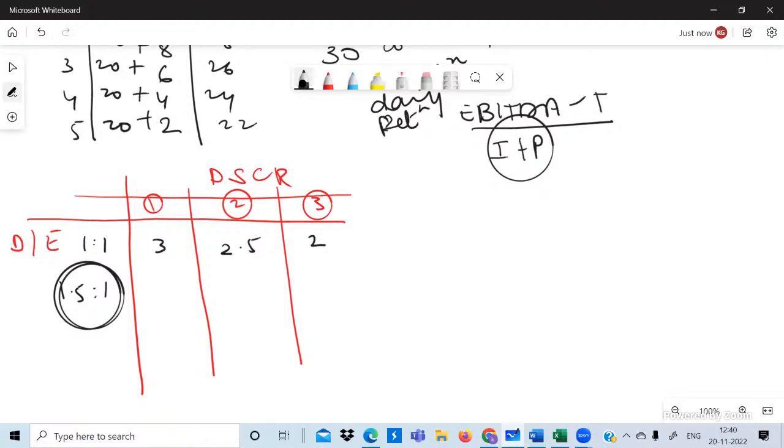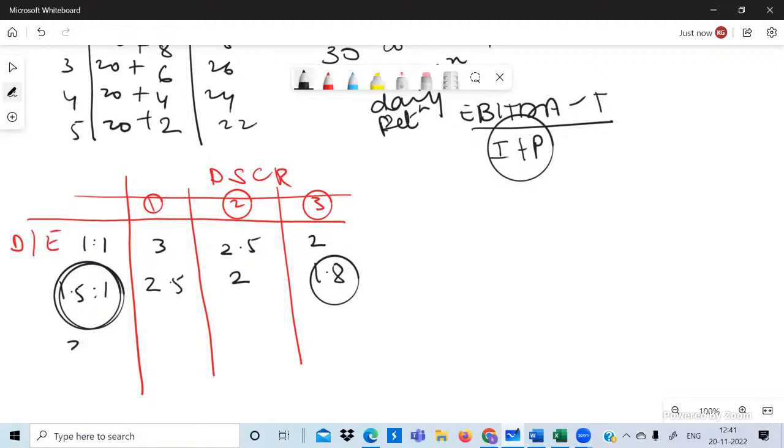So let's say with the increase in the debt equity ratio, this becomes, let's say, 2.5. Let's say the second one becomes 2, and this becomes 1.8, which means I'm saying project 3 hits the bucket with a debt equity of 1.5:1. So that's the maximum debt equity ratio that project 3 can have. Beyond that, bankers will be hesitant and they will not be ready to fund project 3.